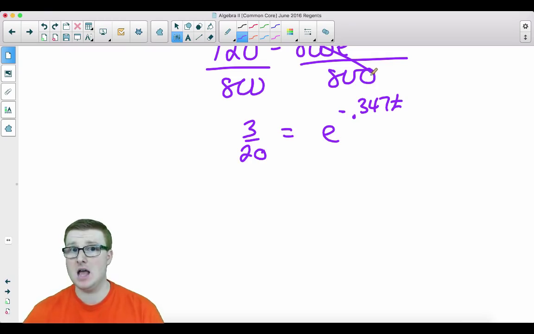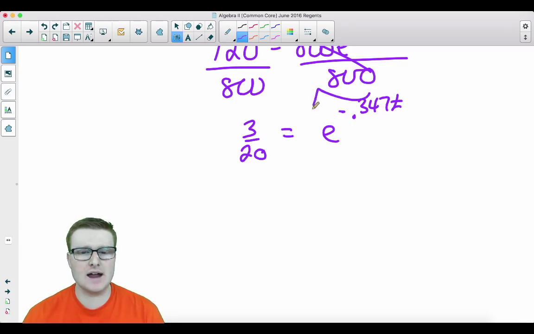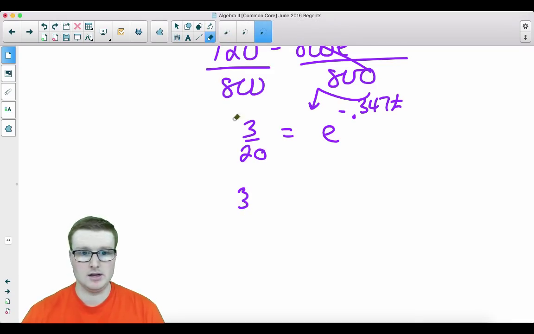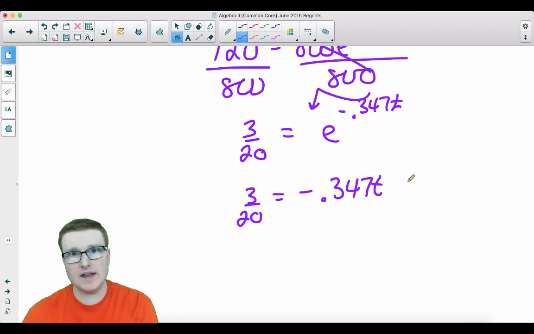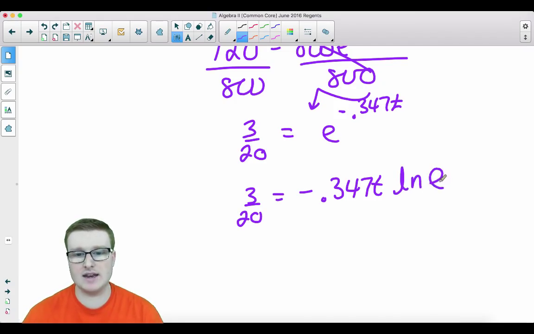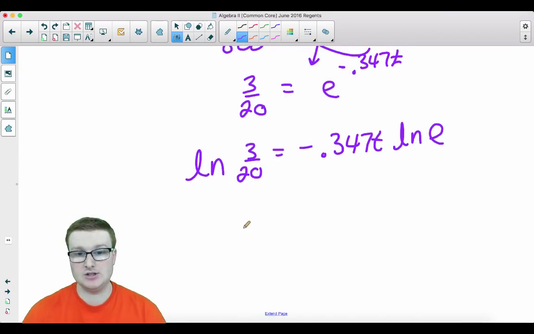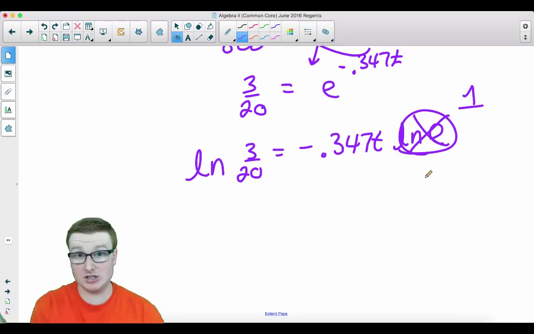And if you don't know that property, that's another reason why you need my facts you must know cold for the Regents exam. Just saying. So I'm going to move that exponent out front. Okay, so we get 3/20 equals negative 0.347t. Now, the minute you move that exponent down, you got to write ln of e. Now, once you take the natural log of one side, you got to take the natural log of the other side. So, the natural log of e, you should know it's just 1. 1 times anything is just itself.